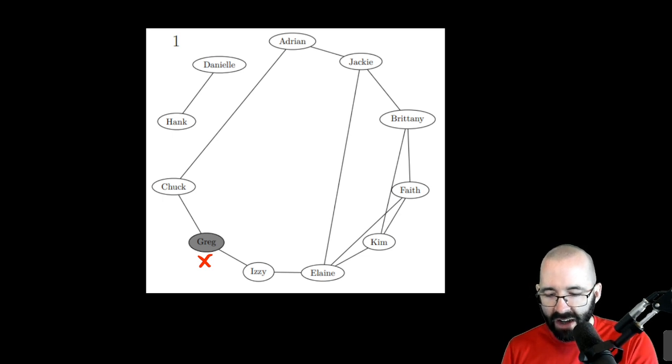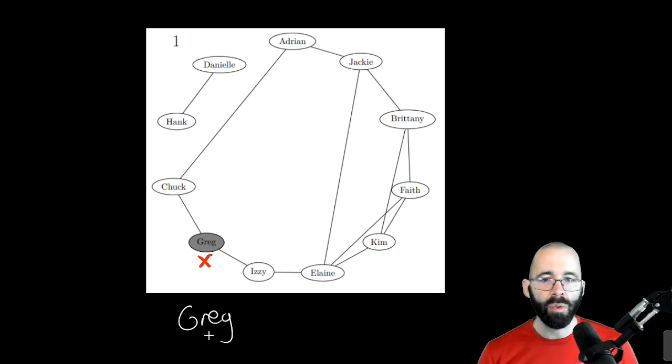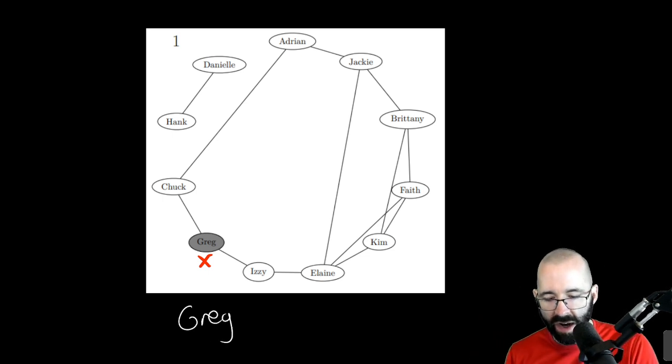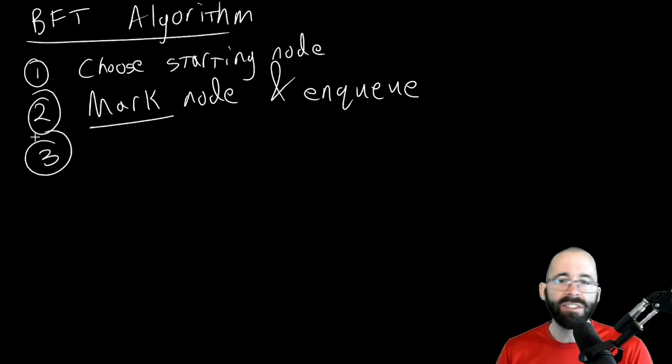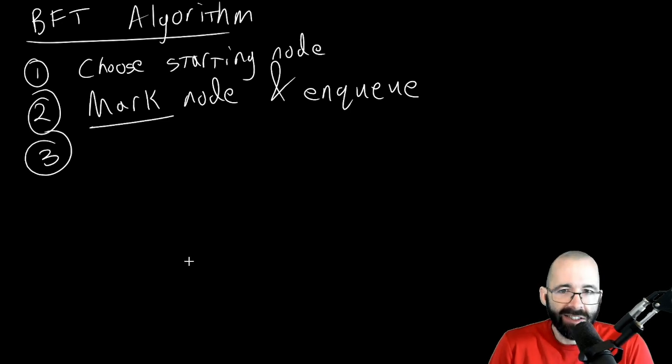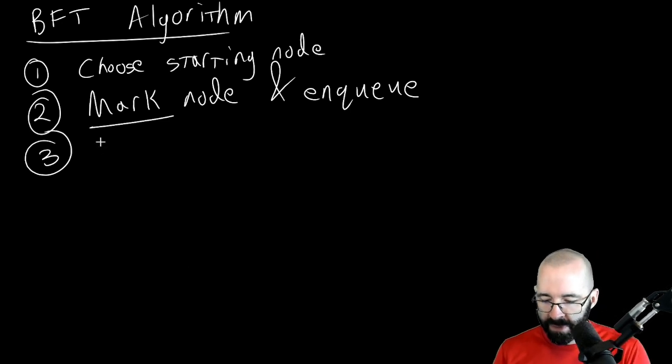We've now looked at Greg, made a note. Let's have our queue on the bottom. Greg is in the queue. We are ready to look at Greg. That's step 2. Now, step 3 is the actual interesting step, right? Steps 1 and 2 are just initialization. It's just getting us started. But step 3 is our actual loop.